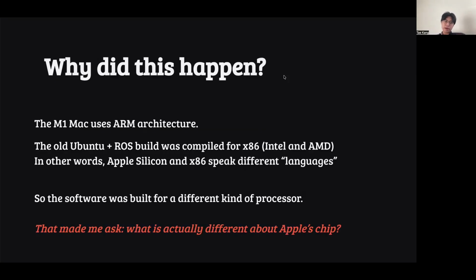The M1 Mac uses ARM architecture. The old Linux and ROS was built for x86. In other words, Apple Silicon and x86 speak different languages. So the software was built for a different kind of processor. That made me ask what is actually different about Apple's chip.